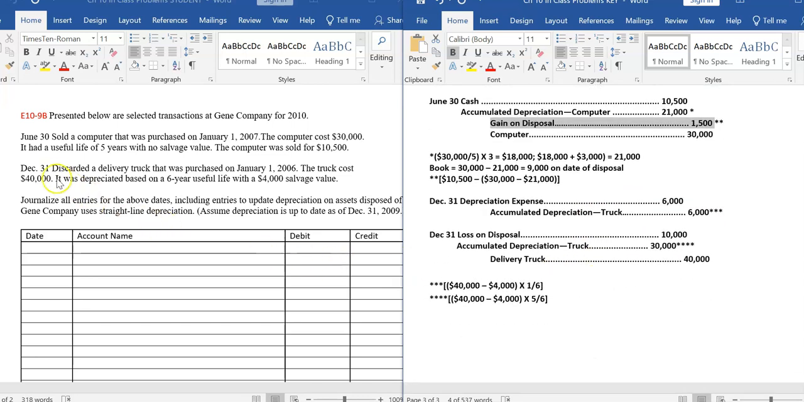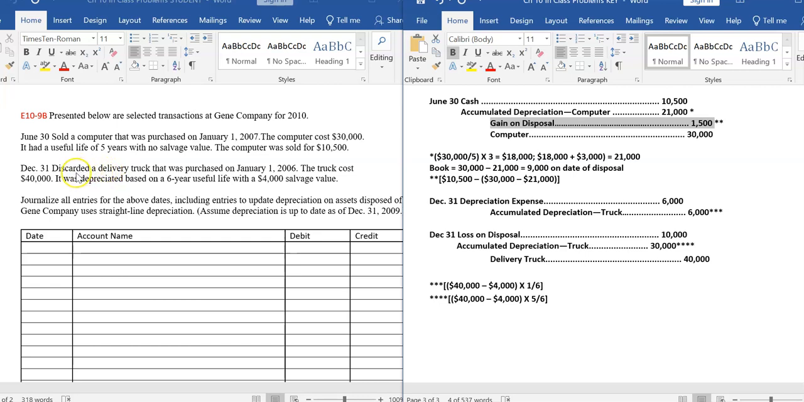Okay, so let's do the same thing and let's record the discarded delivery truck. So we discarded it, which means we just tossed it. We didn't sell it. We didn't do anything with it. We got rid of it. Took it to the junkyard.